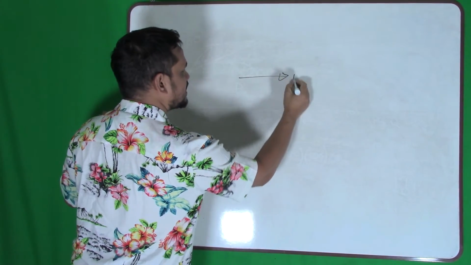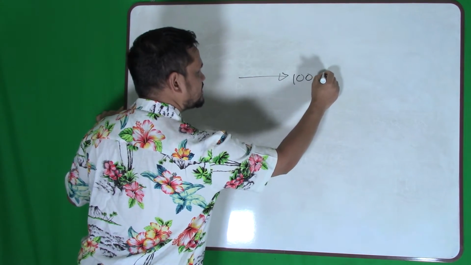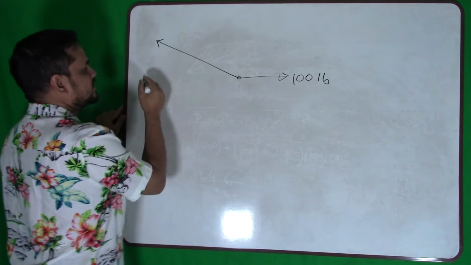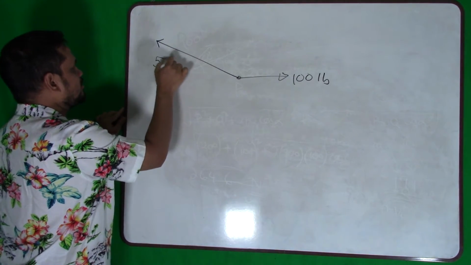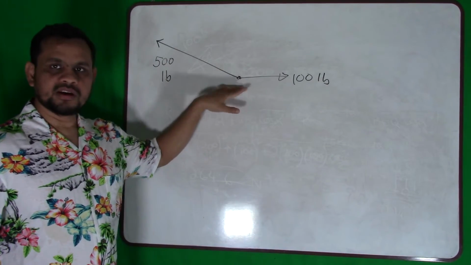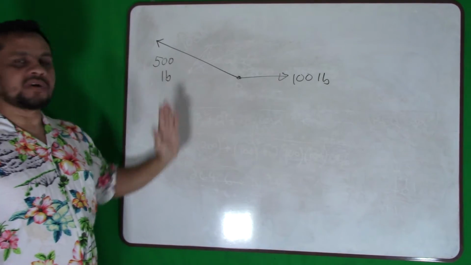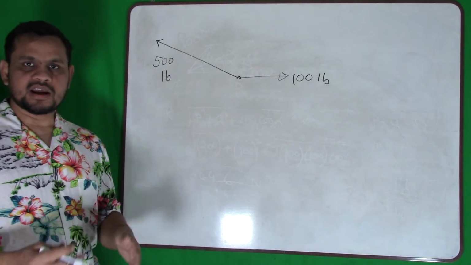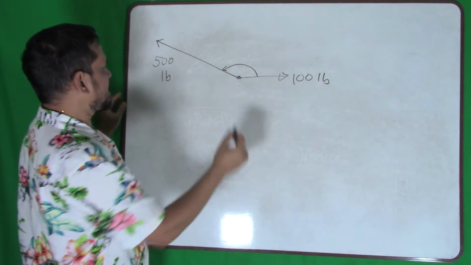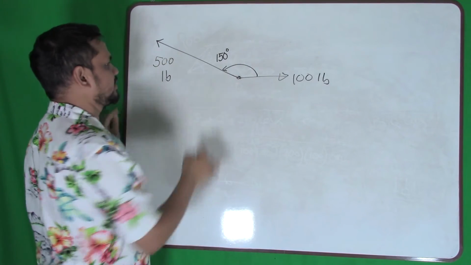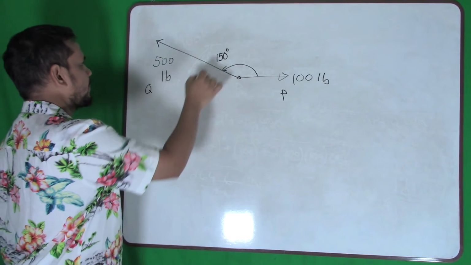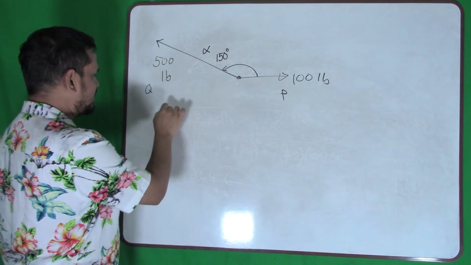Say this force is 100. This time assume pound, and the other force is acting this way. Say this force is 500 pound. So two forces are acting at a point. One force is 100, the other is 500. What is the resultant and its direction? And say the angle here is about 150 degree. So how to solve it? Assume this is P, this is Q, this is alpha. So find the resultant.